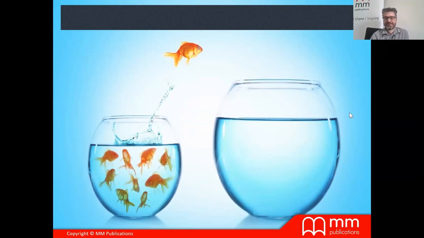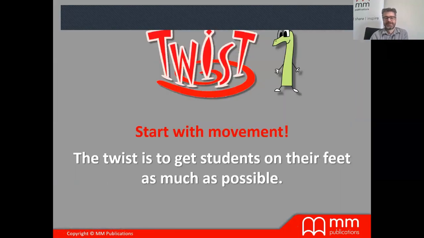So we have a short attention span, short-term memory, and students who are not very motivated if we do things always in the same boring way. So my ideas start with twist number 1, which is start with movement, including total physical response activities and having students on their feet as much as possible. What do the teachers say, Costa? They say emotions, songs, yes, games.